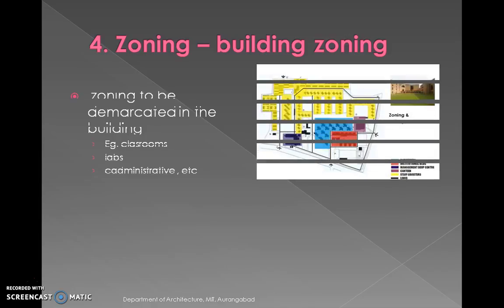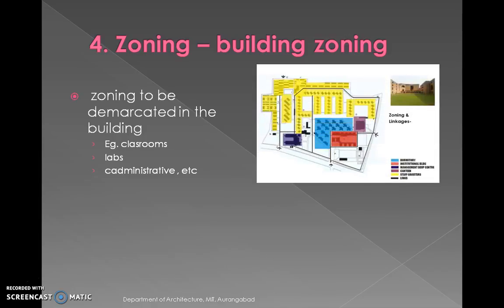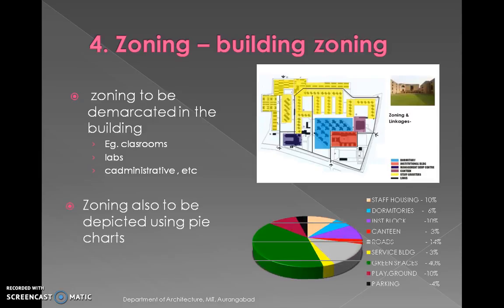Similarly, zoning needs to be done on a building level. Within the building, you have to demarcate the classrooms, the corridors, the labs, the administrative areas, etc. And a similar pie chart needs to be done for the same.